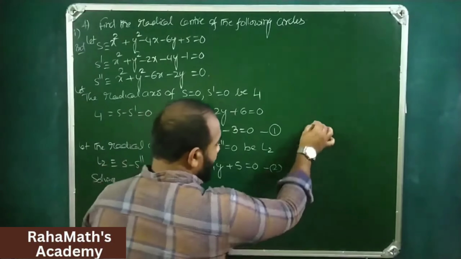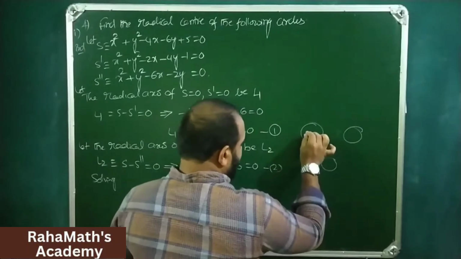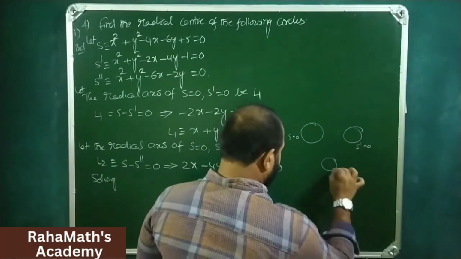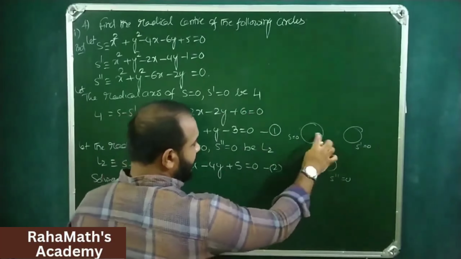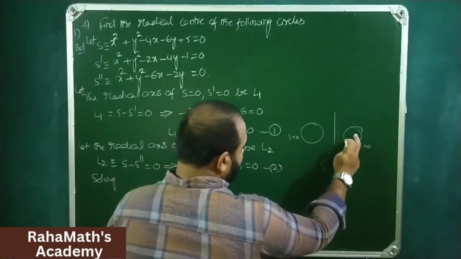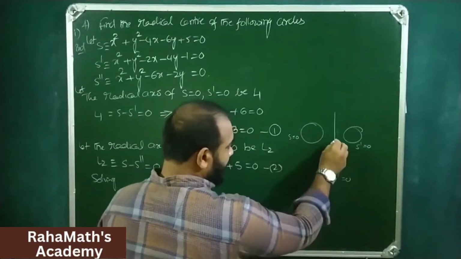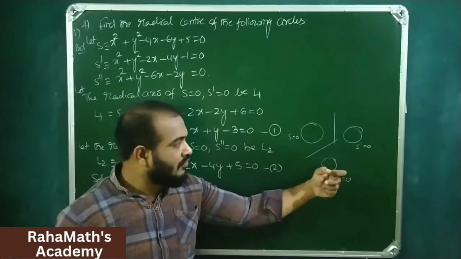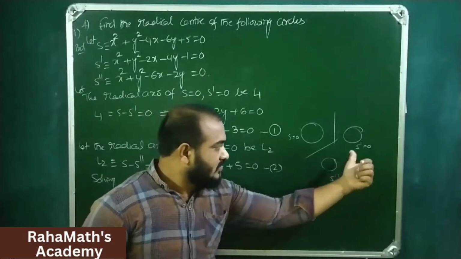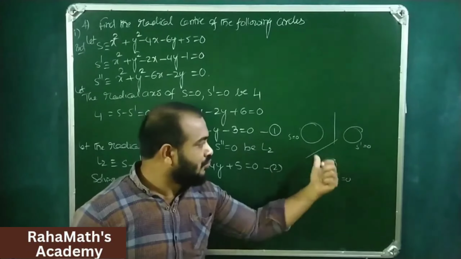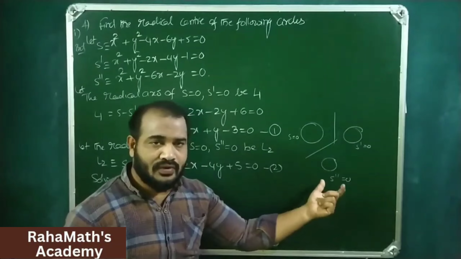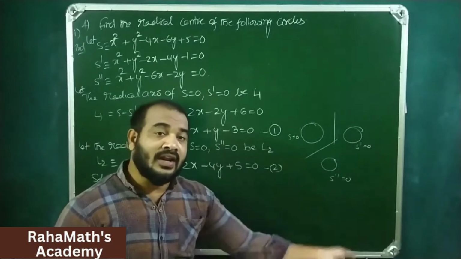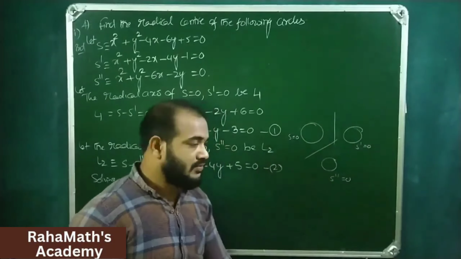That means the 3 circles are given in this way: S equals 0, S dash equals 0, S double dash equals 0. The radical axis of S equals 0 and S dash equals 0 is this. The radical axis of these two is, for example, this. To obtain the point of intersection, two lines are needed. Therefore, I am not taking the radical axis of these two. With the help of these two lines, if we solve, then we will get the point of intersection, and that point of intersection is said to be the radical center of the required circle, which is passing through all the three circles.